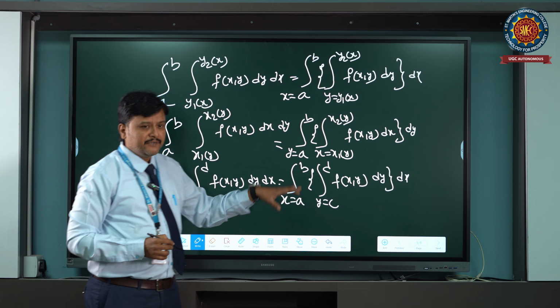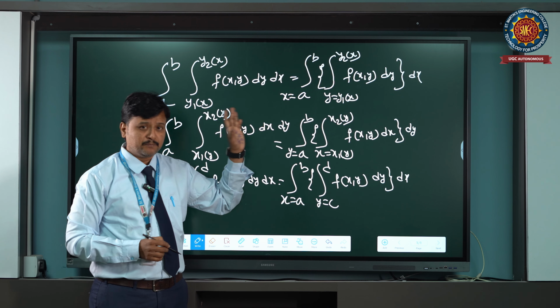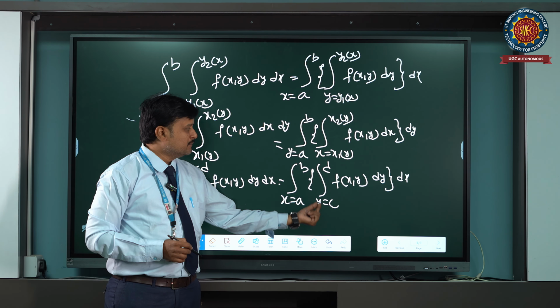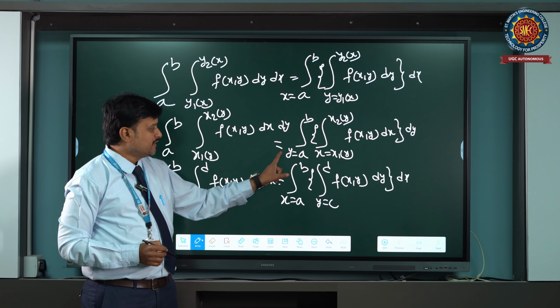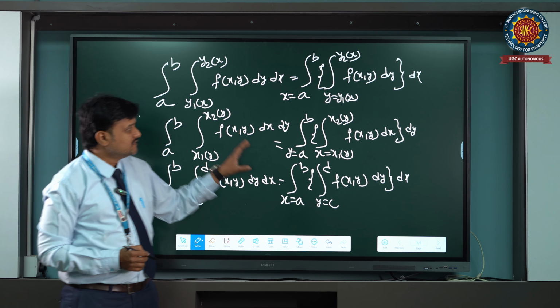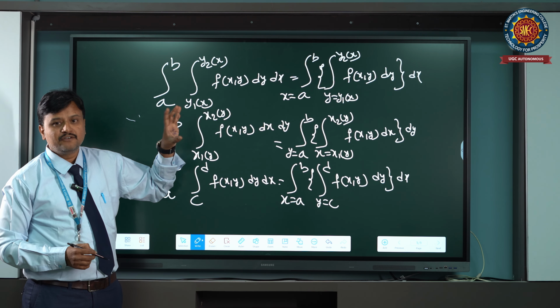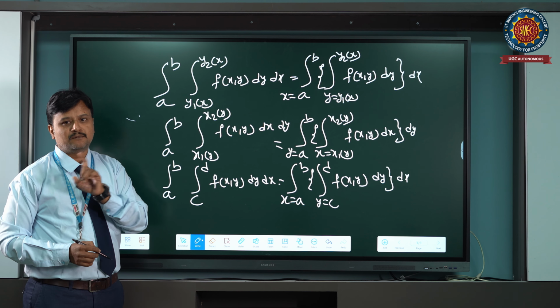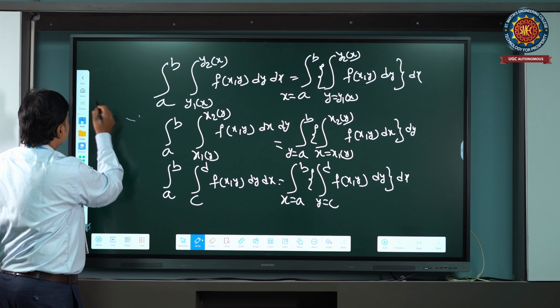So here I am taking the interior limits belong to y, so first integration with respect to y only, between the limits c to d, and then the resulting expression with respect to x between the limits a to b. So this is the way of integrating in double integration. This is applicable only for functions of two variables x comma y. Now coming to the next slide.